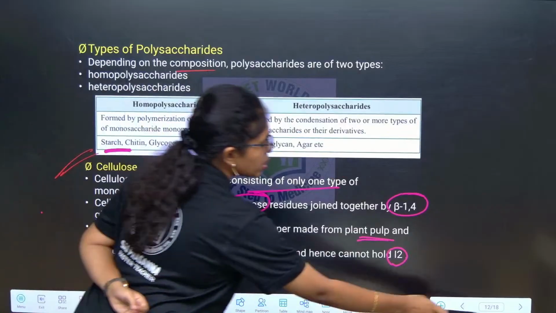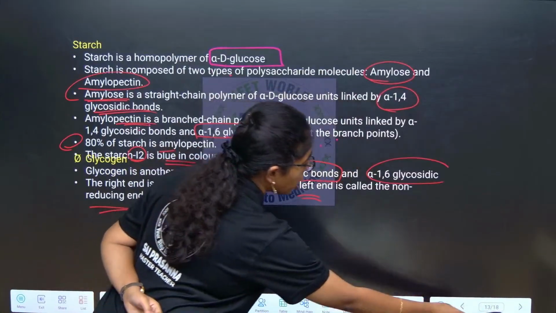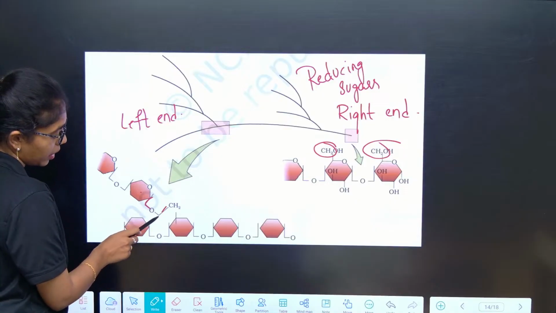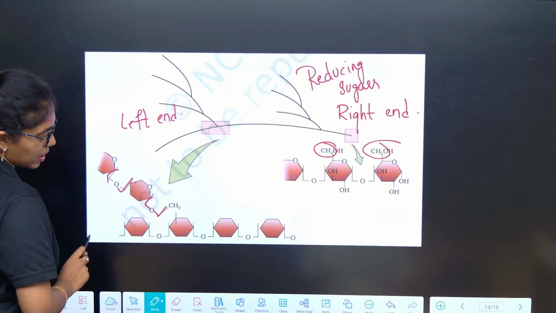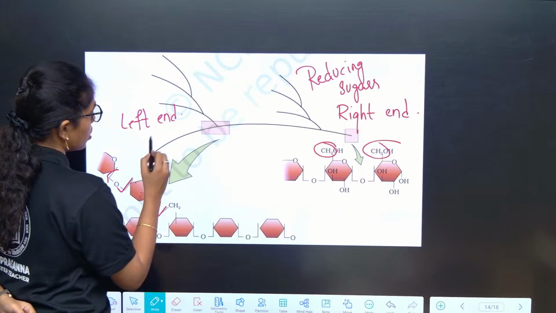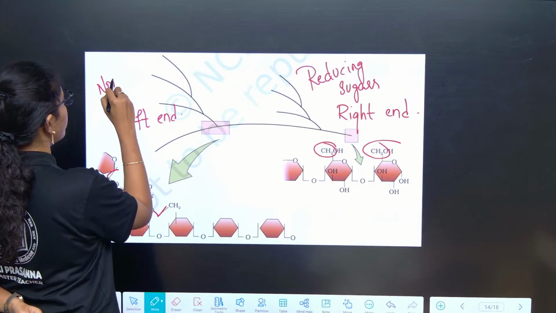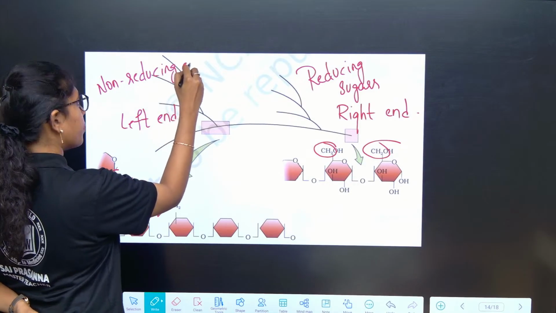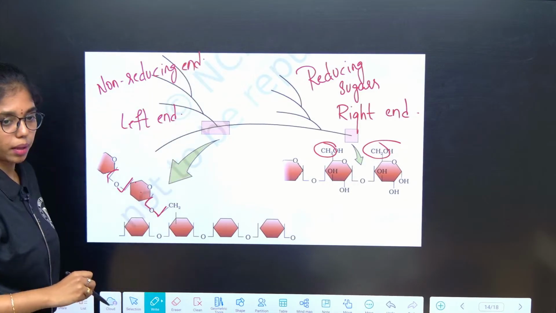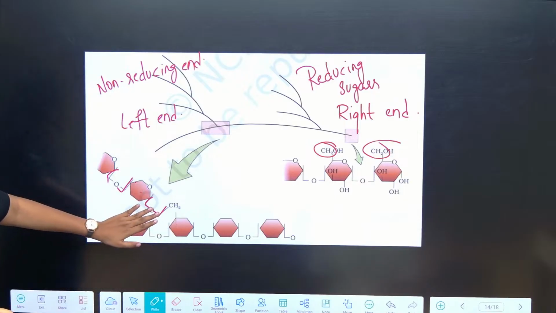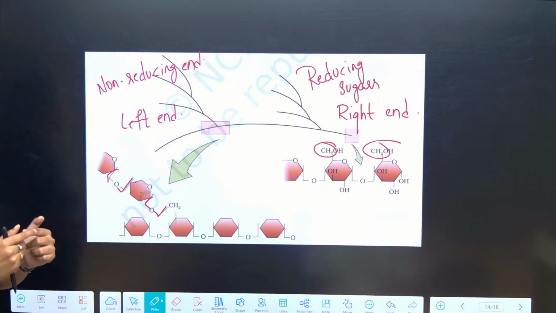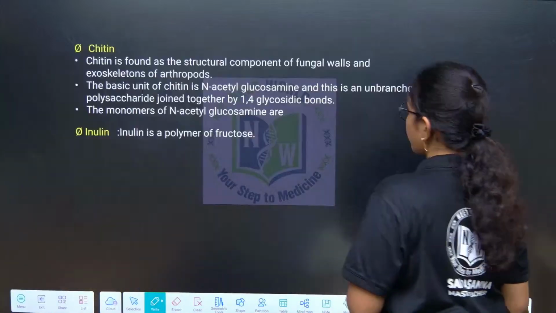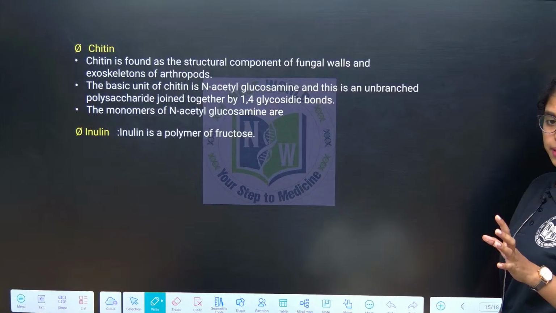Left end is called as what? Non-reducing end, because there are no free aldehyde or ketone groups. They are connected with alpha 1,4 or alpha 1,6 glycosidic linkages, because there are no free aldehyde and ketone groups. They are involved in connecting for the glycosidic linkages. Clear right now? And here you see, lastly, chitin.